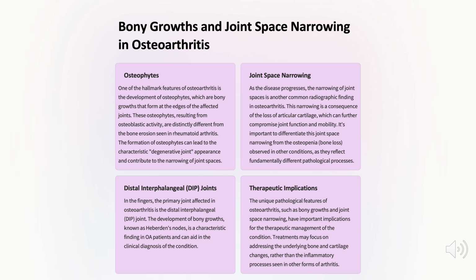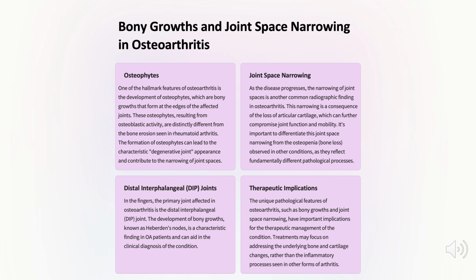As OA progresses, narrowing of joint spaces becomes increasingly evident on radiographic imaging. This narrowing is primarily due to the loss of articular cartilage, which compromises joint function and mobility. It's crucial to differentiate this joint space narrowing from the osteopenia observed in other conditions, as they represent distinct pathological processes. In the fingers, the distal interphalangeal, DIP, joint is commonly affected in OA. Here, the development of bony growths, known as Heberden's nodes, is characteristic and aids in clinical diagnosis.